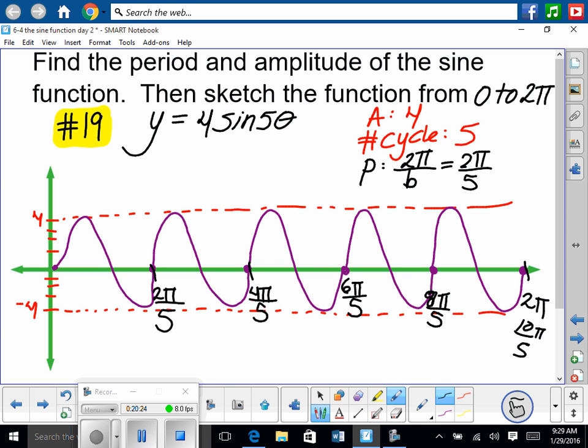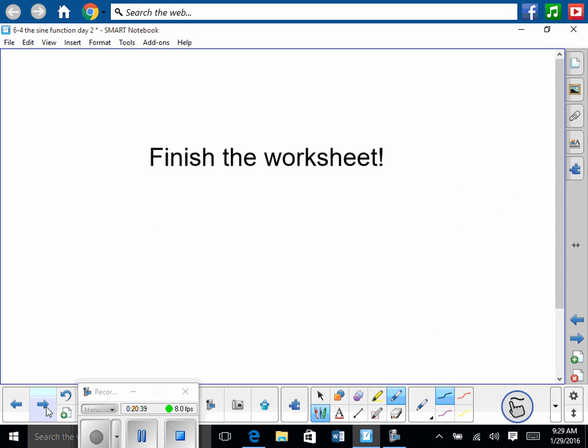Okay, that's good enough. It wasn't too bad, was it? Make sure you only sketch from 0 to 2 pi. Do not go past 2 pi because it says sketch on an interval from 0 to 2 pi. All right, so do problems. Finish the worksheet.